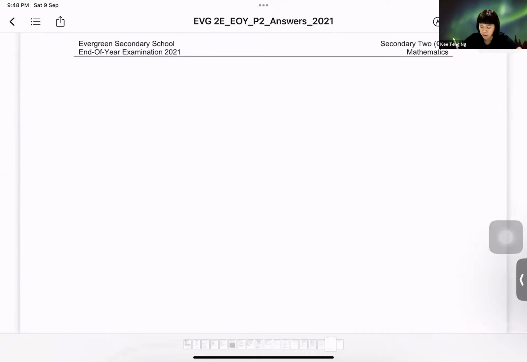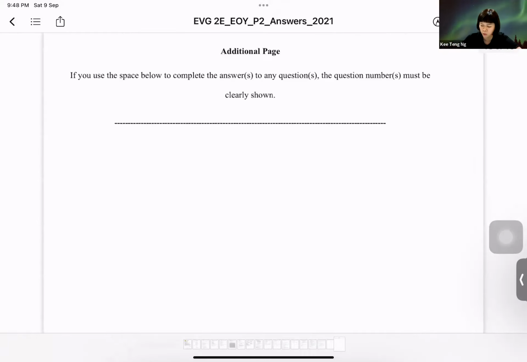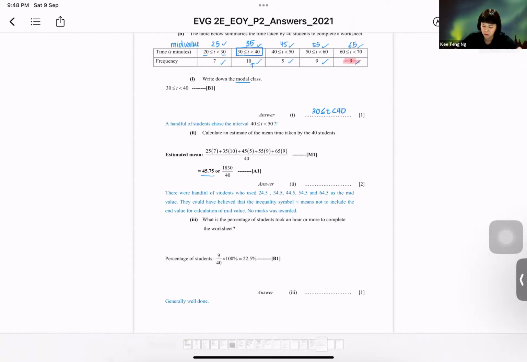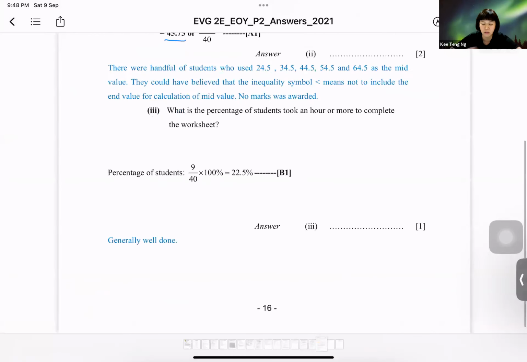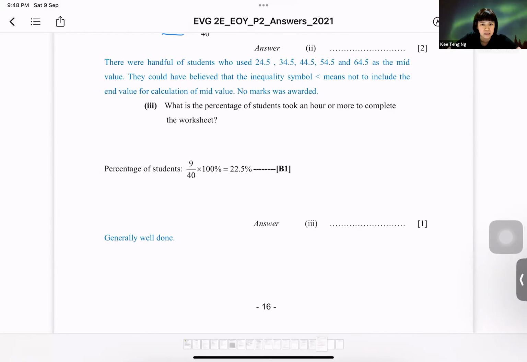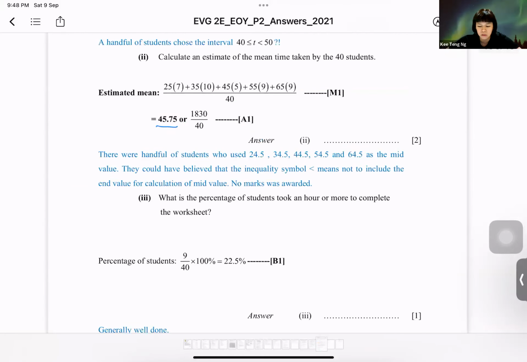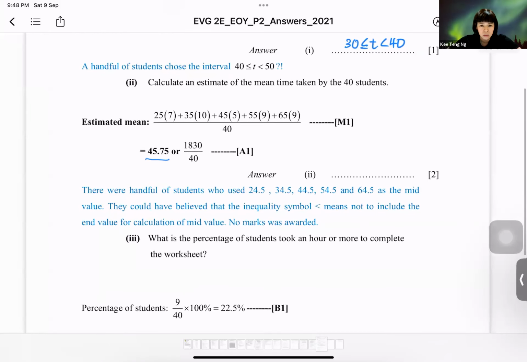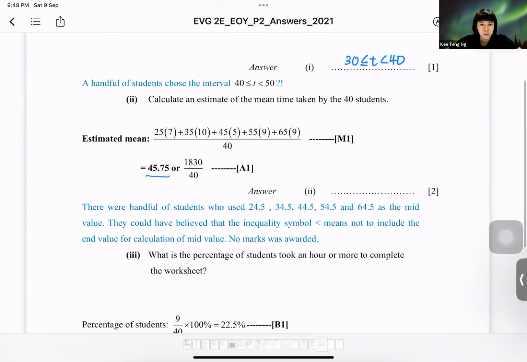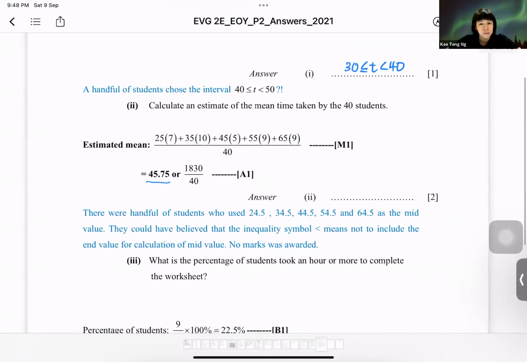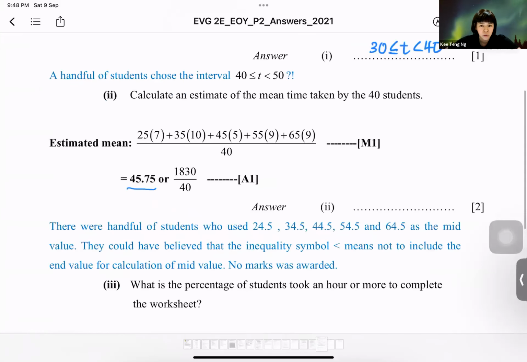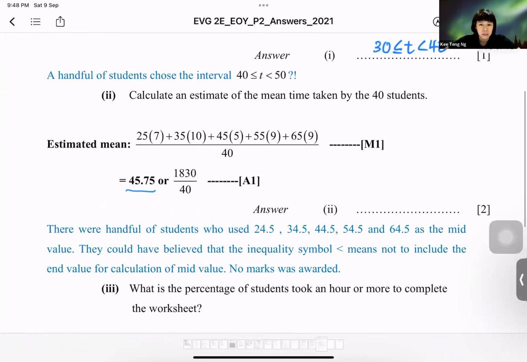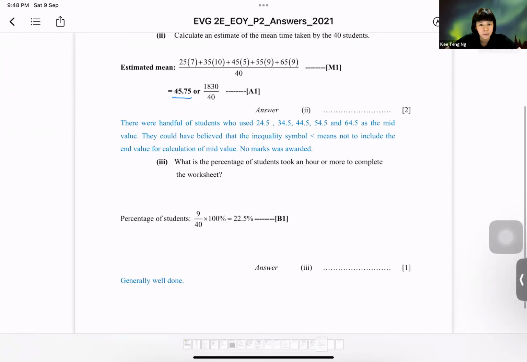Then last part. Is there any more question? Or no more question already? That's the end of the paper. Oh, I thought they would ask you to explain why this is an estimated mean. I hope you know why it's an estimated mean. Because the raw data is not available, we are using the mid value of each class to estimate the mean. Right. Other than that, we have finished our questions for this part of our paper.